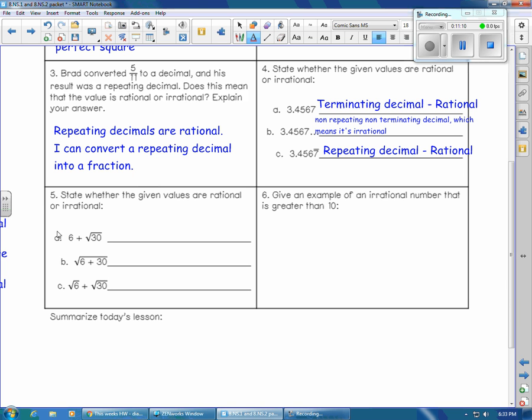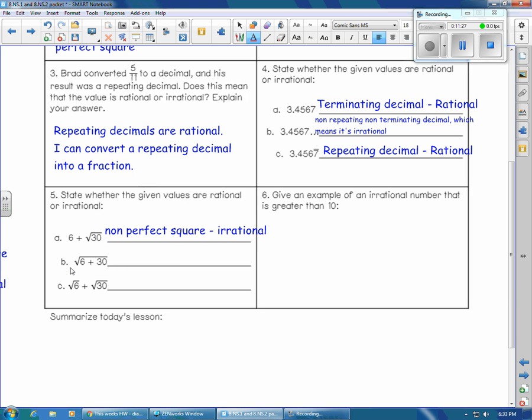So the way I would say this for part A is 6 plus the square root of 30. Now the square root of 30 is not a perfect square. So this one, part A, is going to be irrational because 30 is not a perfect square.